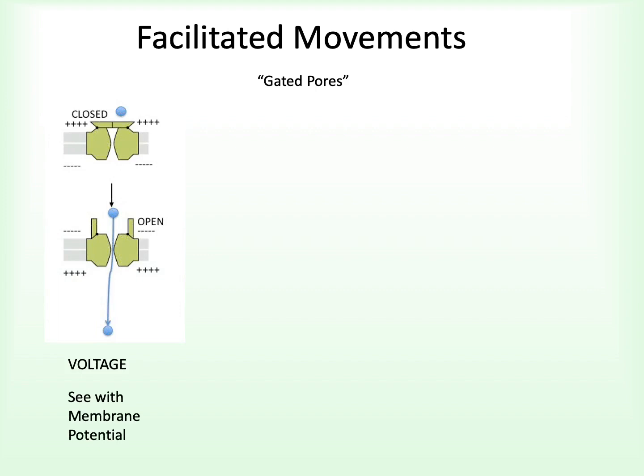When we look at gated pores, the first type of gated pore we have is what's referred to as the voltage gated channel. These are going to be open and closed based off of changes of the membrane potential. That is the relationship of positive and negative ions across the membrane that will either open or close the pore to allow for movement of materials through the channel itself or through the pore itself.